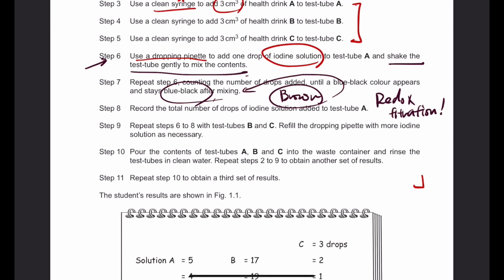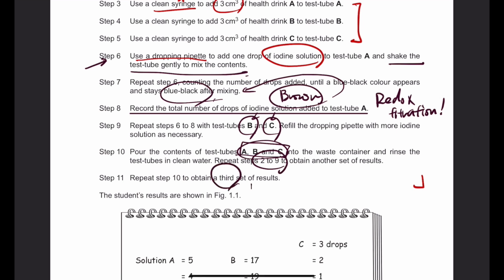And in step 8, record the total number of drops of iodine solution added to test tube A, and the same thing happened to B and C. Okay, and then in step 10, test tubes A, B, and C were cleaned up. Okay, and he or she actually did that in order to repeat the experiment 3 times.